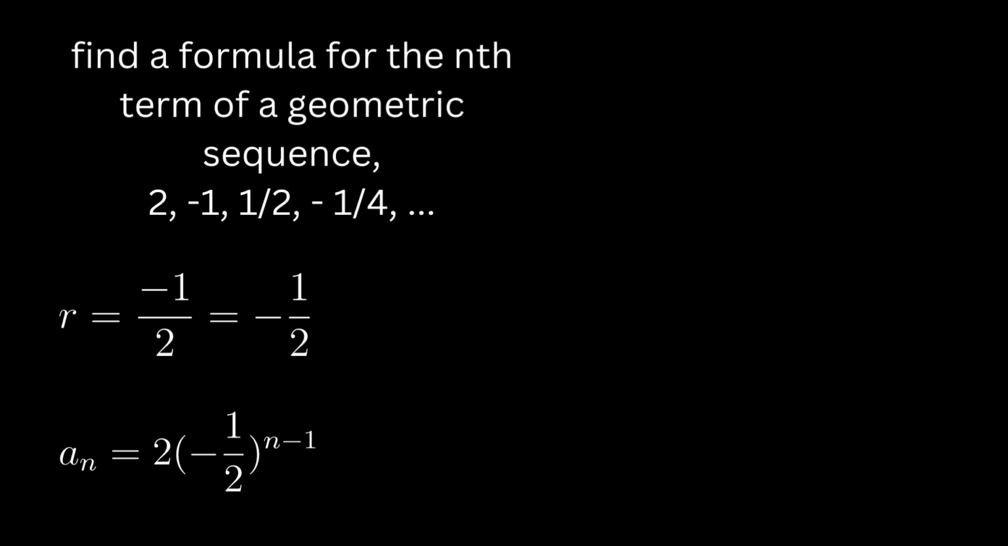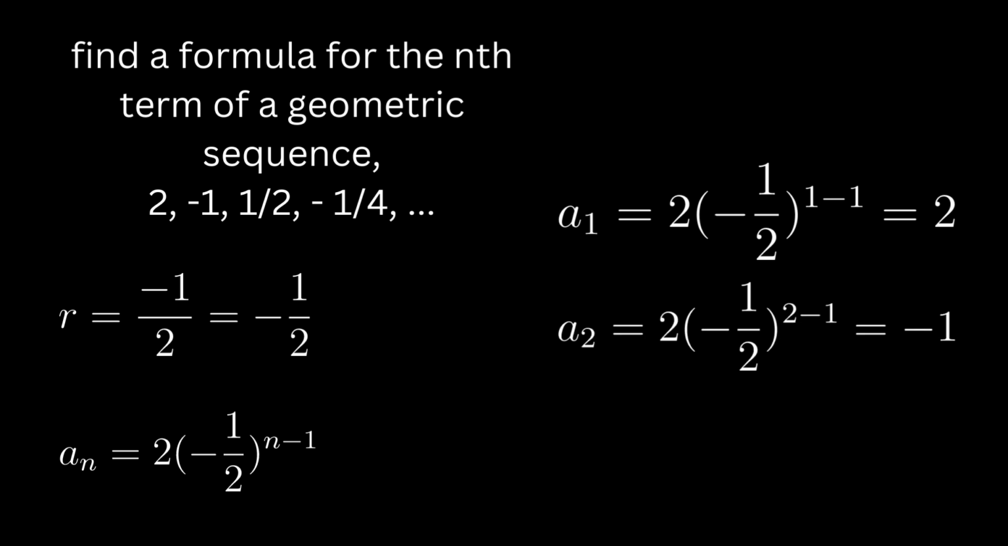We could check our answer by finding the first few terms. Thus, a sub 1 is equal to 2 times the quantity -1/2 raised to 1 minus 1, which is equal to 2. A sub 2 is equal to 2 times the quantity -1/2 raised to 2 minus 1, which is equal to -1. A sub 3 is equal to 2 times the quantity -1/2 raised to 3 minus 1, which is equal to 1/2. Indeed, the formula for the nth term of a geometric sequence 2, -1, 1/2, -1/4, and so on, is given by a sub n equals 2 times the quantity -1/2 raised to n minus 1.